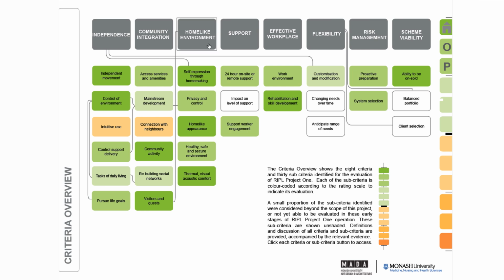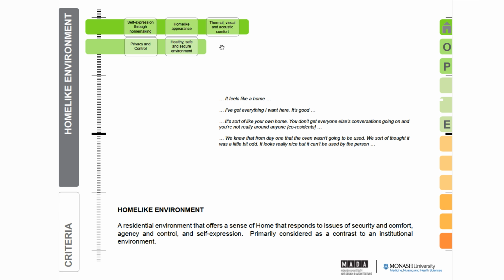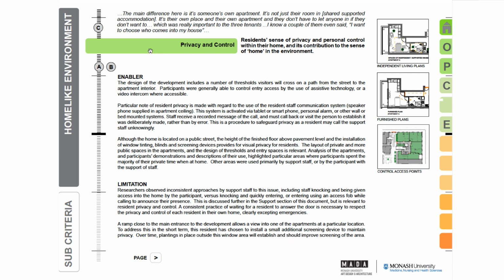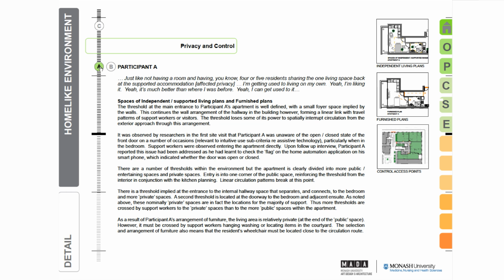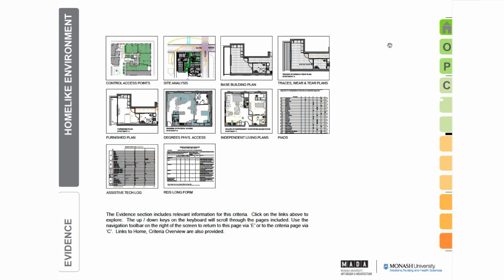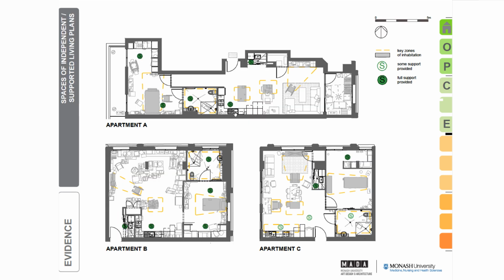The criteria screen shows the main criteria and the sub-criteria set out on a rating scale. Clicking on each of these allows you to explore it further. It also allows you to take a look at the difference for the 3 particular residents' experiences that we were looking at. The right-hand side of the screen provides images of the evidence that we drew on in order to come to our conclusions.